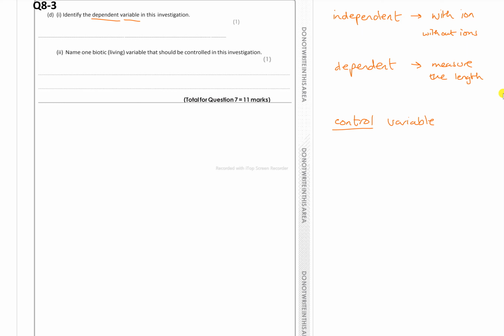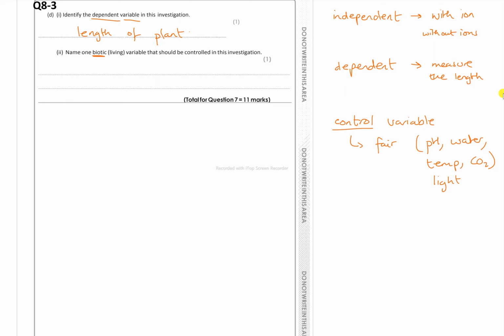And remember what we said about control variables. This is to help keep the test what? Fair. So for example, your pH levels, amount of water, the temperature, the CO2 levels, and light levels. These are all things that affect the growth of a plant. So you need to control those. So the dependent would be the length of plant.